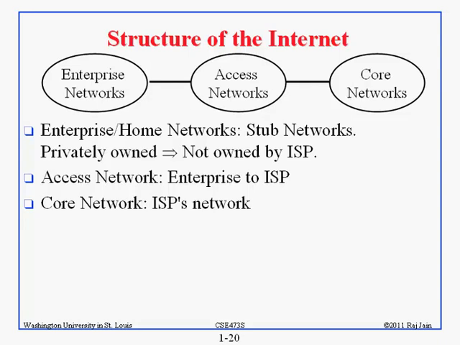Access network is the one that goes from the users to the ISP, and then core is one which goes inside the ISP.